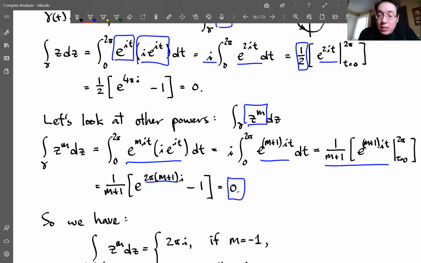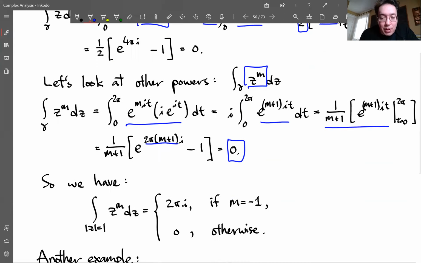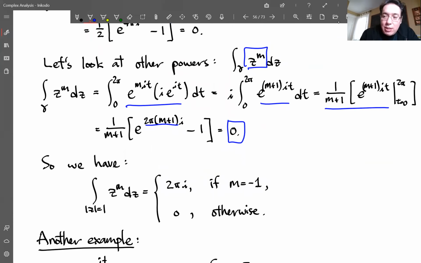So there's something special about the case where we're integrating 1 over z. When we integrate z to the m along the unit circle, we get 2 pi i when the power happens to be -1, so the 1 over z case, but all the other powers are going to get 0. Any positive power or any negative power that's different from -1. So this is going to be important later.